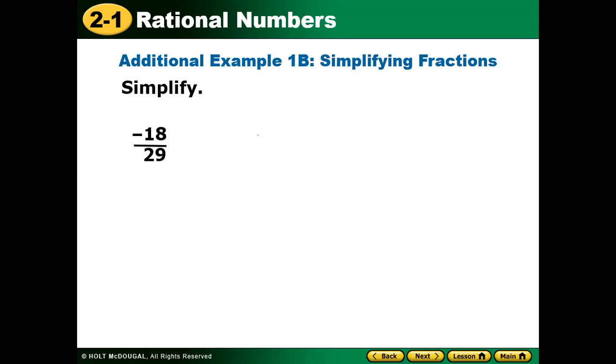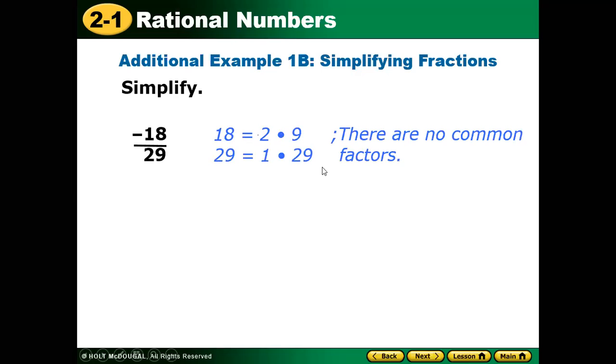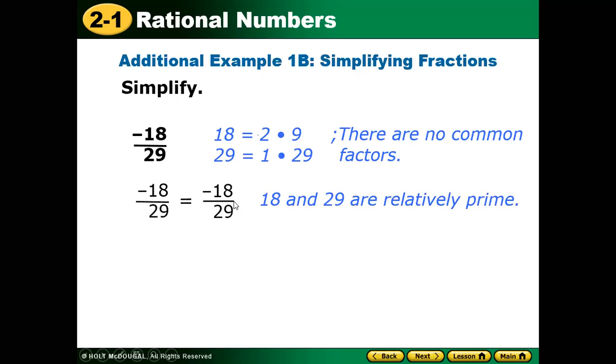For this reason, we can't find any common factor between both of them. But I will start to say 18, we can write it like 2 times 9. 29 is 1 times 29. There are no common factors. For this reason, we have to write the same number, because 18 and 29 are already relatively prime.